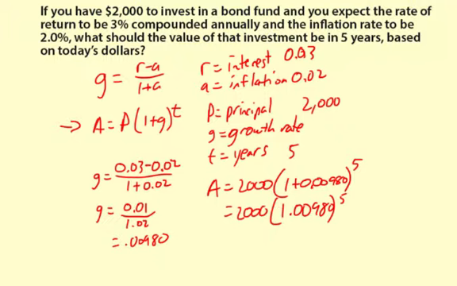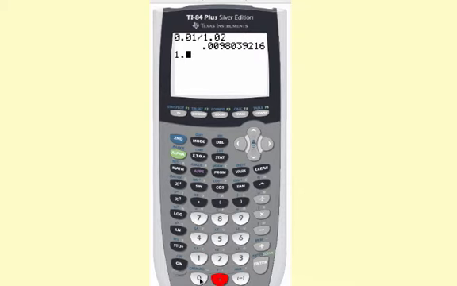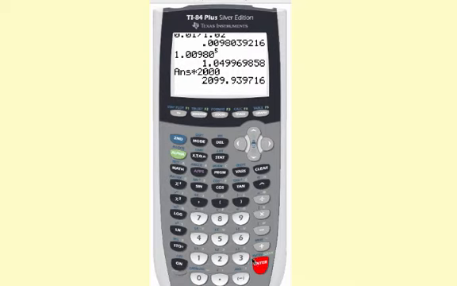Let's go to the calculator. 1.00980 to the 5th power, and then times the $2,000. Okay, so I'm actually going to round this. It's $2,099.94. I'm just going to round it to $2,100.